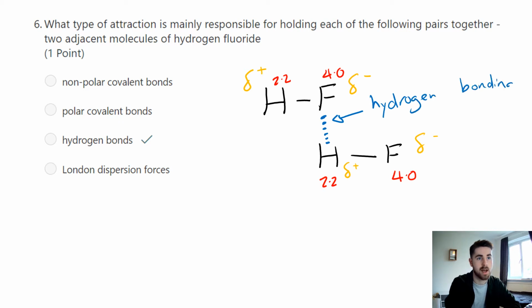As a reminder, hydrogen bonding occurs between different molecules which contain NH, OH or FH groups. And in this case, we have an FH group. So the answer here is hydrogen bonds.